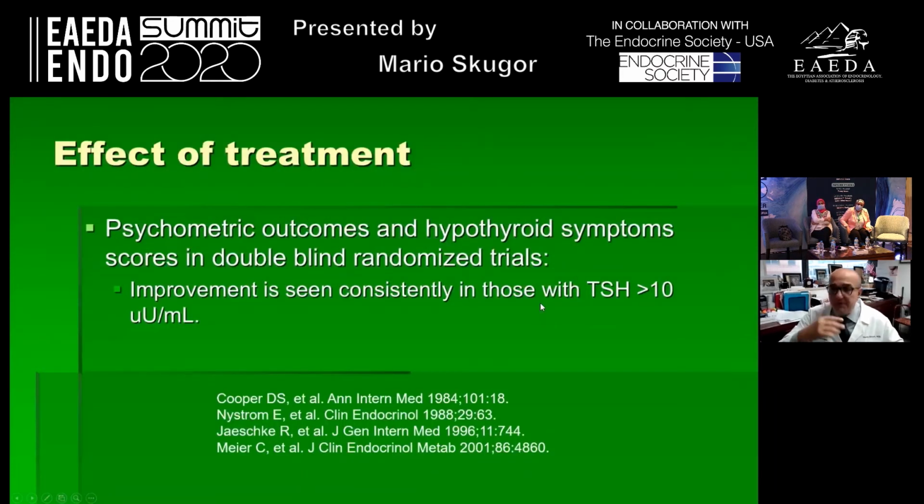So what happens if you treat people with subclinical hypothyroidism? It's hard to measure this effect, because most outcomes are subjective. But if you look at psychometric outcomes and hypothyroid symptom scores in double-blind randomized trials, you see improvements consistently if the TSH is higher than 10 milliunits per liter. So if you have a TSH higher than 10, there is almost no doubt there is a measurable benefit.